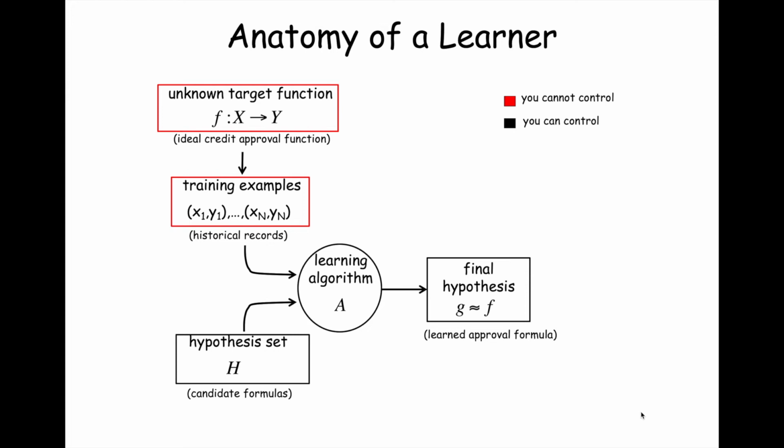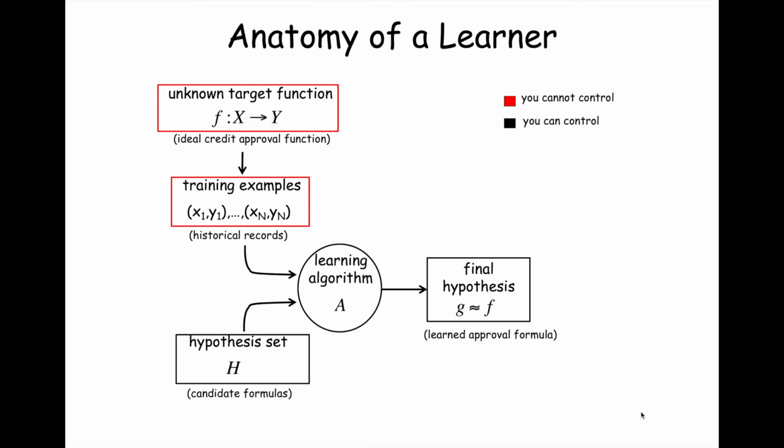Well, let me ask you, do you know what the secret formula is for how they approve or deny credit? No, I don't know either, right? I couldn't tell you. And so we have this unknown target function, and this unknown target function assigns approval or denial, so-called labels, to each one of your applicant records, right?